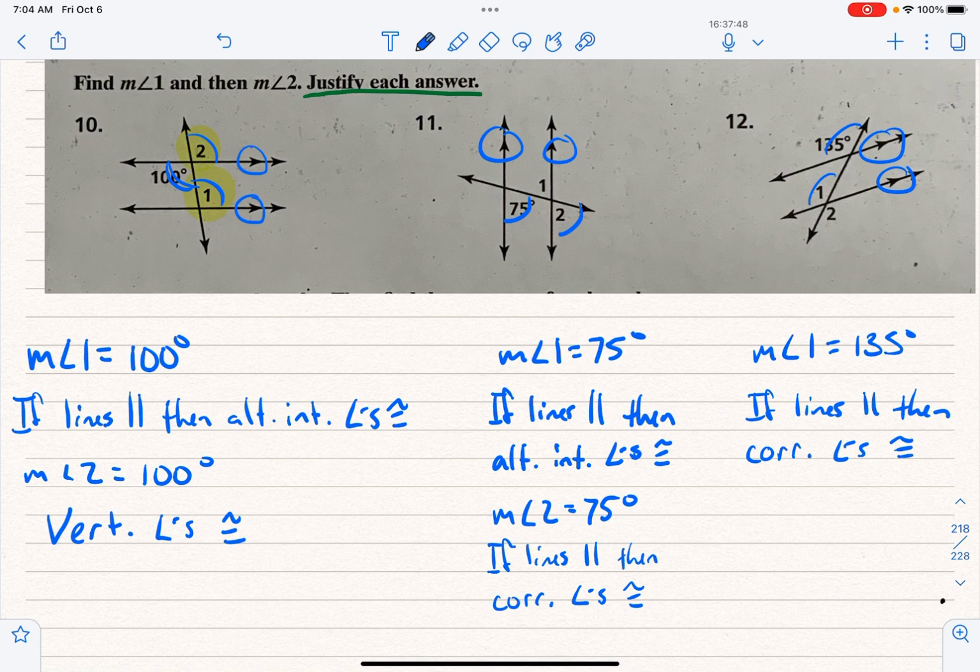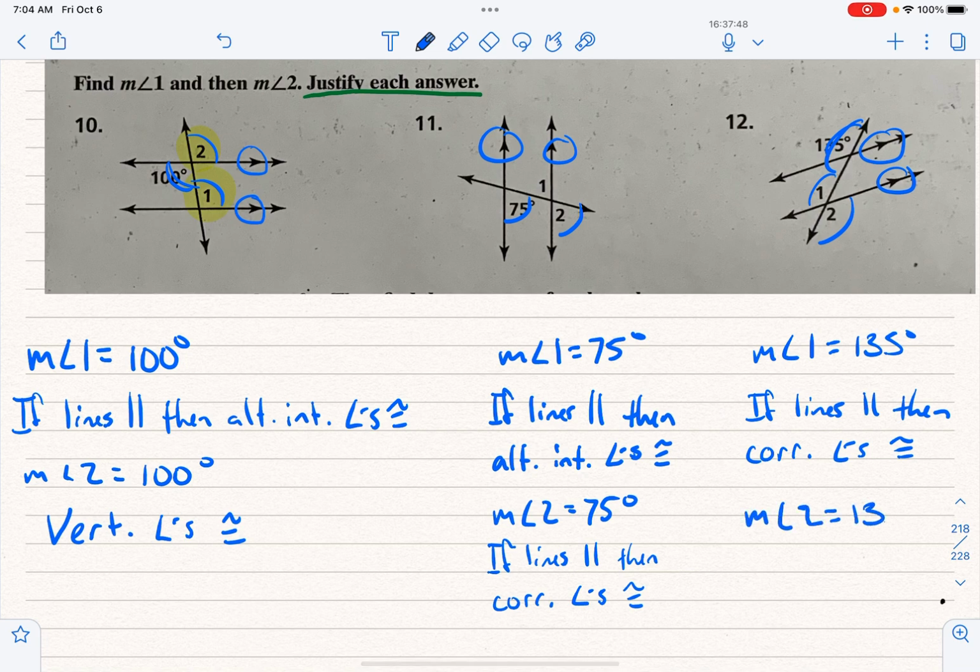And then 135 and angle 2 are what kind of angles? Those are alternate exterior angles. And so we go, the measure of angle 2 is equal to 135. Why? Because if the lines are parallel, which they are in this situation, then the alternate exterior angles are congruent. Okay, so we've got that.